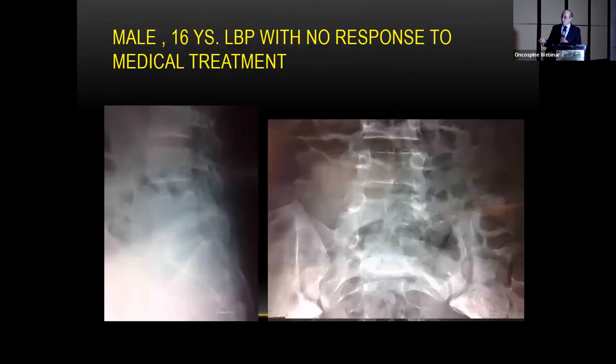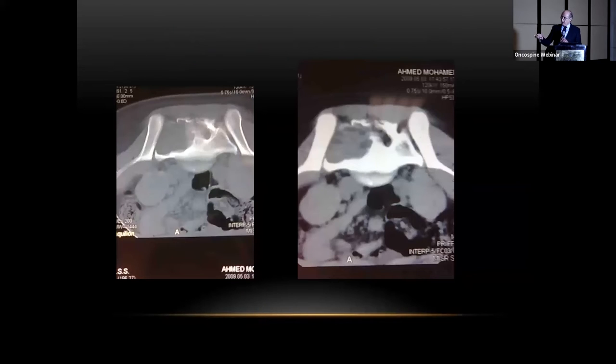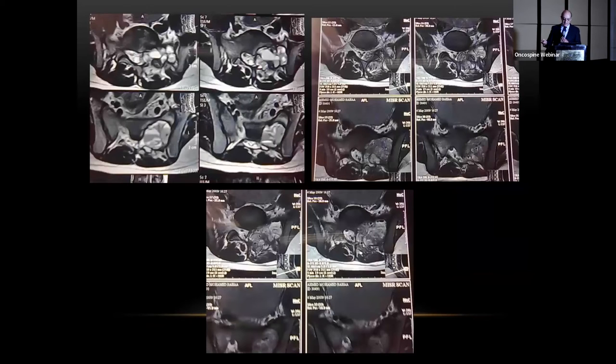Again, a 16-year-old with a lesion in the ala of the sacrum. You can see here, he presented with pain and some radicular pain like sciatic radiation. This is the CT scan and the MRI. So what do you think? Nowadays, I would do embolization, repeated.